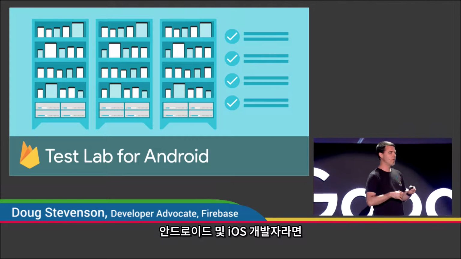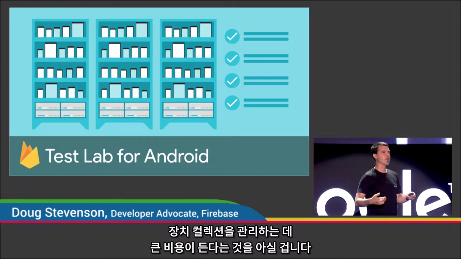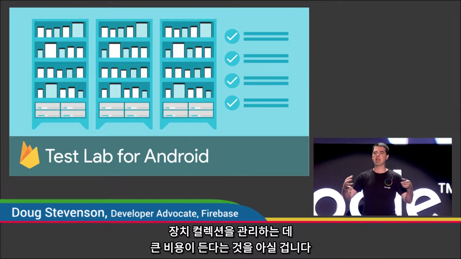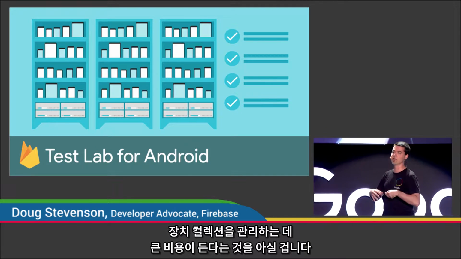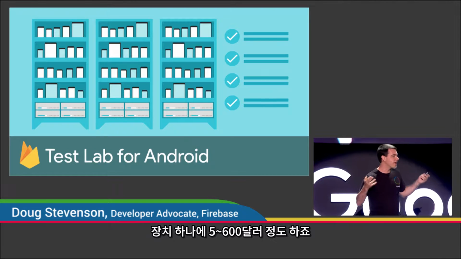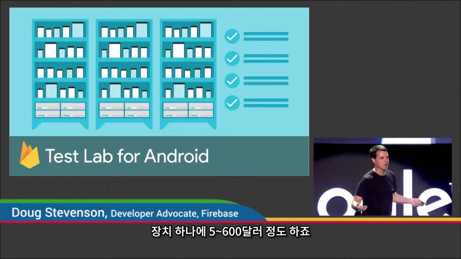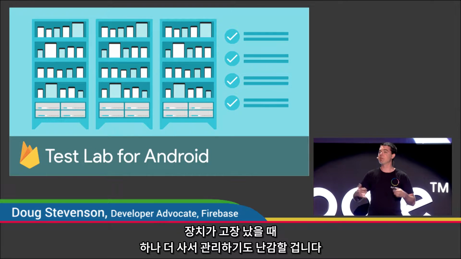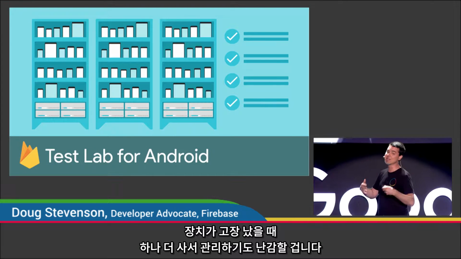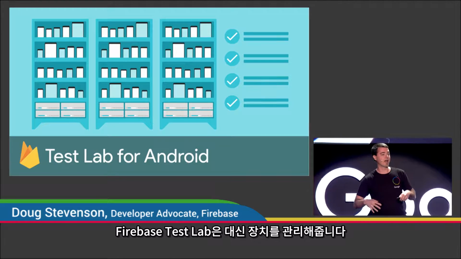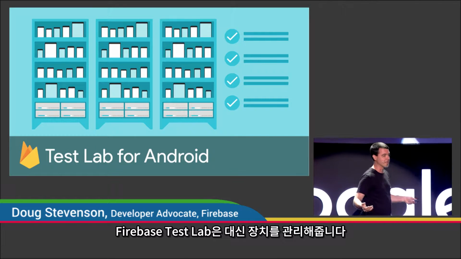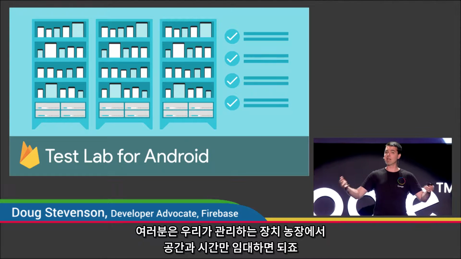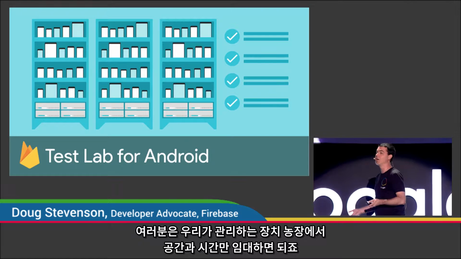Now, if you're an Android developer or an iOS developer, you know it can be expensive to maintain your own collection of devices. One device can cost $500, $600, right? You don't want to have to buy them. And if it breaks, you don't want to have to buy another one or maintain another one. We handle that with Firebase Test Lab. We maintain the devices, and you effectively just rent out space and time from our farm.